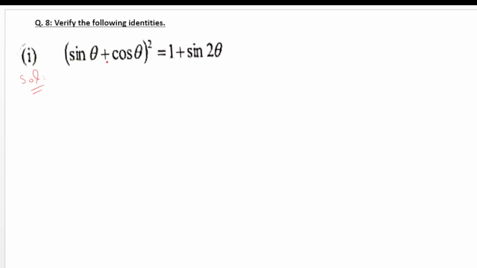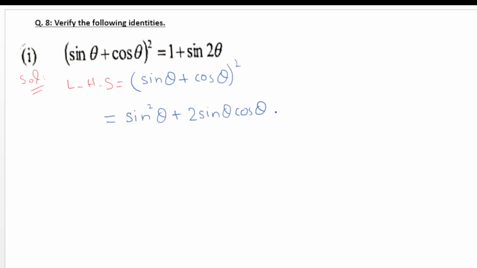For this, it's better if we take the left hand side. So let me write here the left hand side: sine theta plus cos theta. It is already given that this is a proof question, so be careful. We just open the square, (a plus b) whole square: a square plus 2ab plus b square.